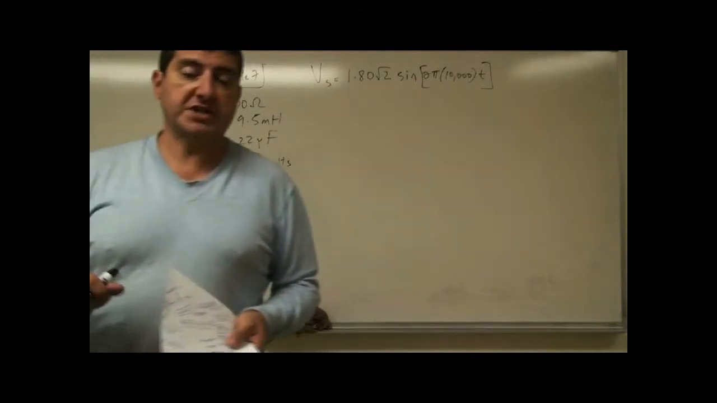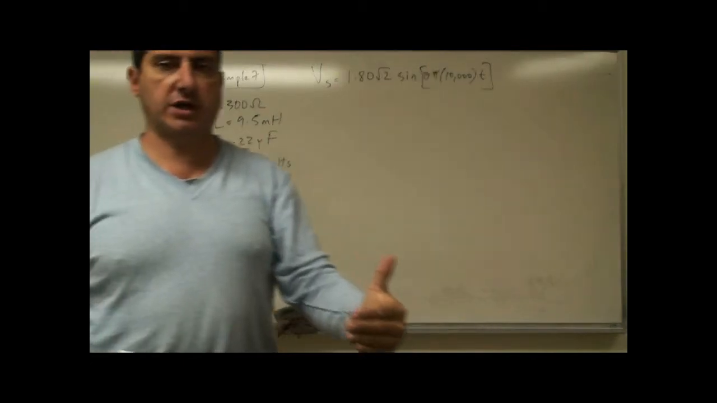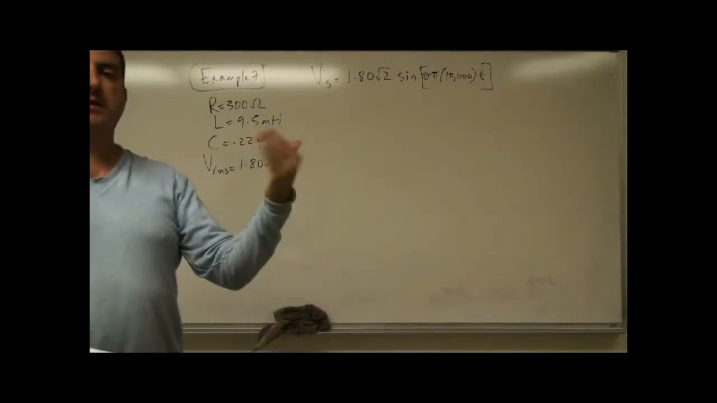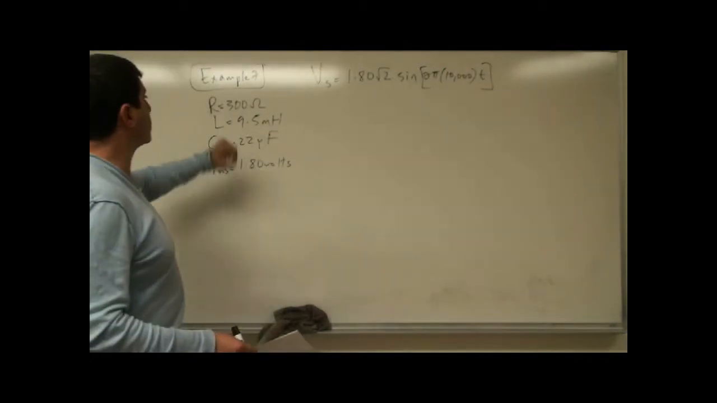What I'm going to do now is call it example 7. This builds on example 6, which I've done before, and that was the example of AC circuits in series. So I'm going to use the same numbers.